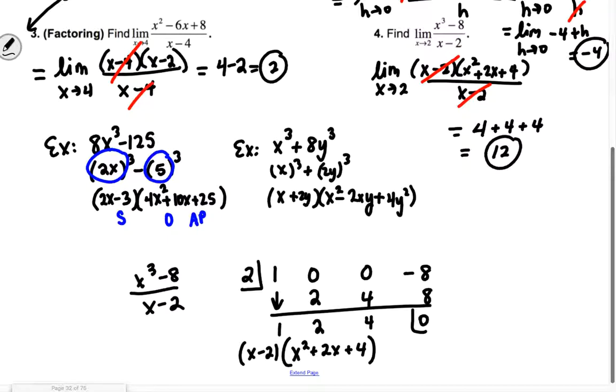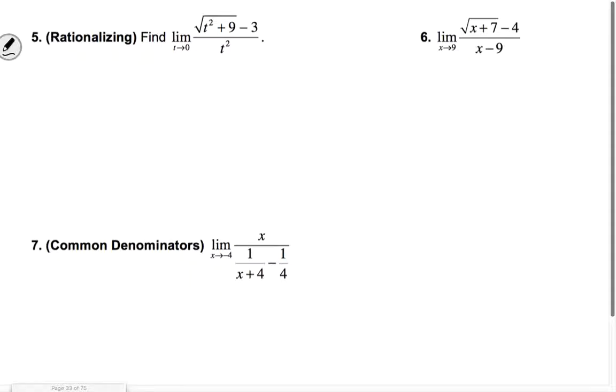All right, so let's try the next one. So the next one has a square root in it. So let's check to see if we can do the direct substitution. So tell me, can you plug in t equals 0? No. So we got something weird going on.